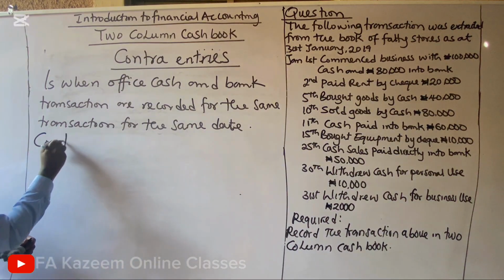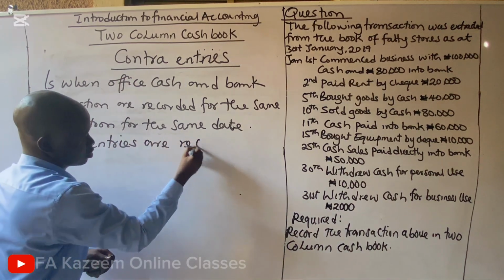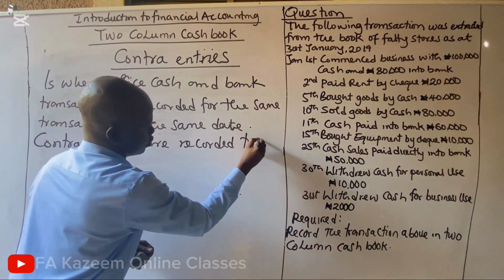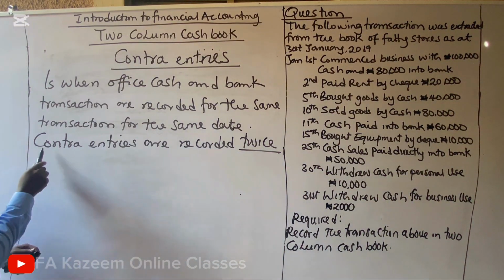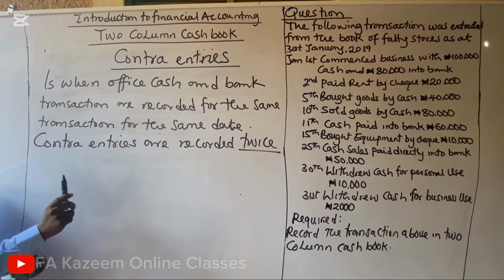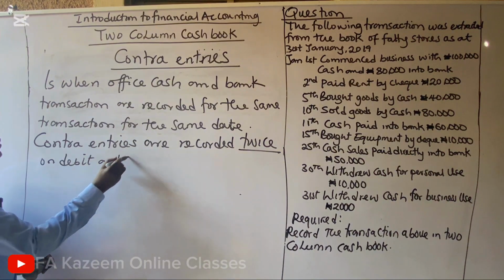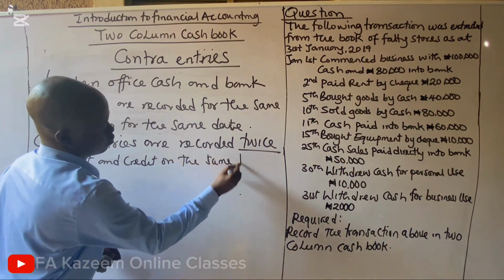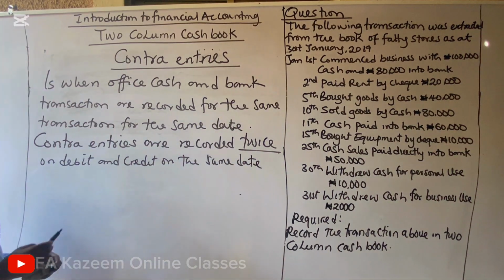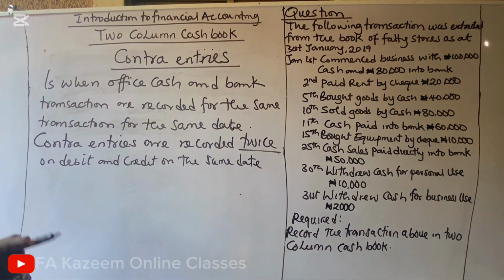Contra entries are recorded twice. All entries in the cash book are recorded once. But for a contra entry transaction, you have to record it twice, on debit and credit, on the same date. The two entries are on the same date. One is to cancel the cash, one is to record for bank. And sometimes one is to cancel for bank and record for cash.